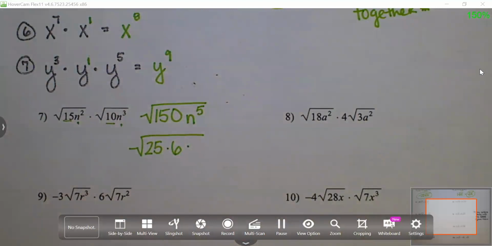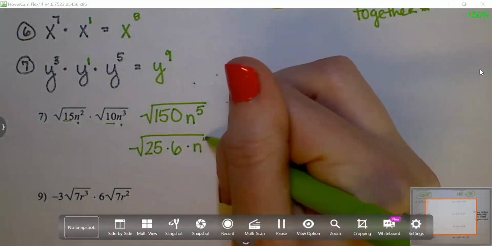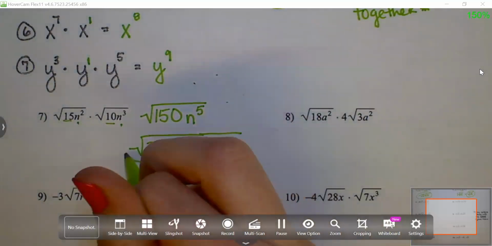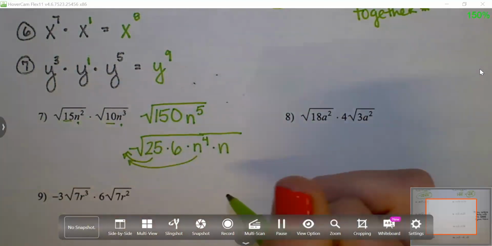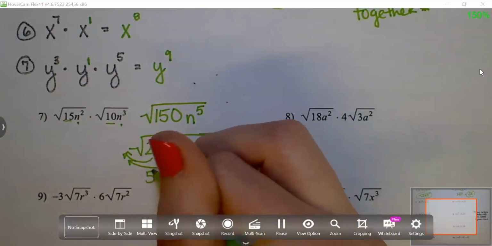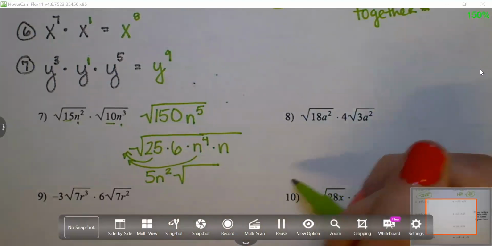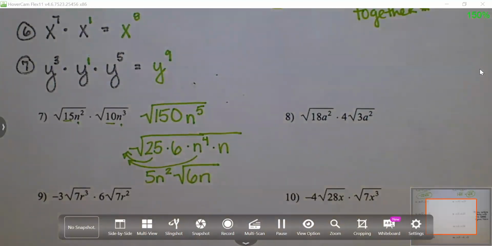And then when I'm going to break down n to the 5th, I'm going to rewrite it as n to the 4th and an n as a remainder. So 25 can come out, and n to the fourth can come out. So I end up with 5 n to the second outside of my square root symbol, and 6n is left underneath my square root symbol.